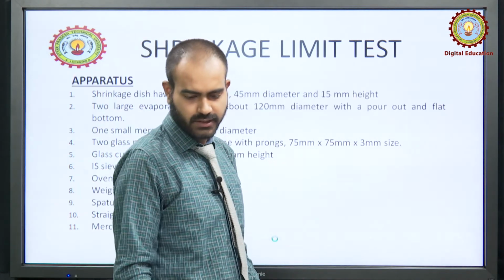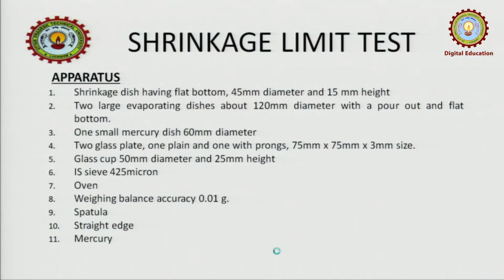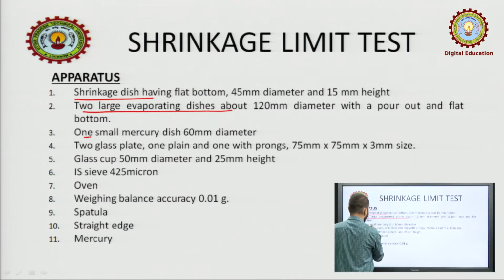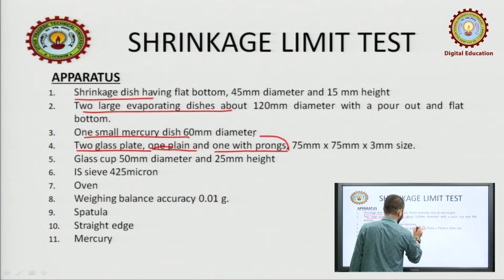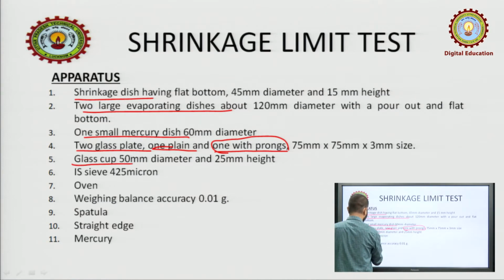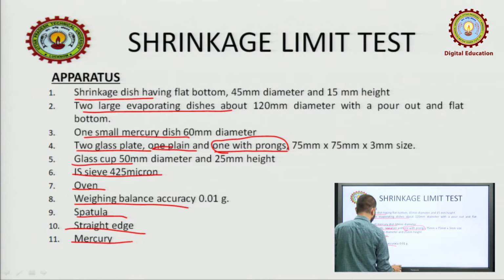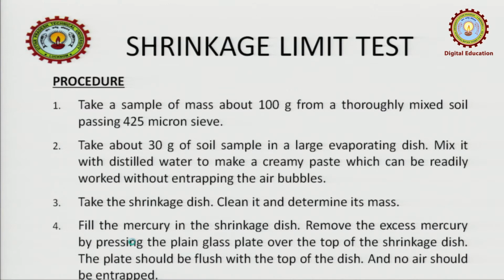Let us move on. Now the apparatus for the shrinkage limit test, we will be seeing the apparatus. Shrinkage dish, okay. Then an evaporating dish will be required, a small mercury dish, 2 glass plates, one plain and another with bronze. What is this? I will show you later on. Glass cup, IS sieve, oven, weighing balance, spatula, straight edge and mercury, okay. Now let us see the procedure one by one. We will continue to understand how the procedure goes on, okay.